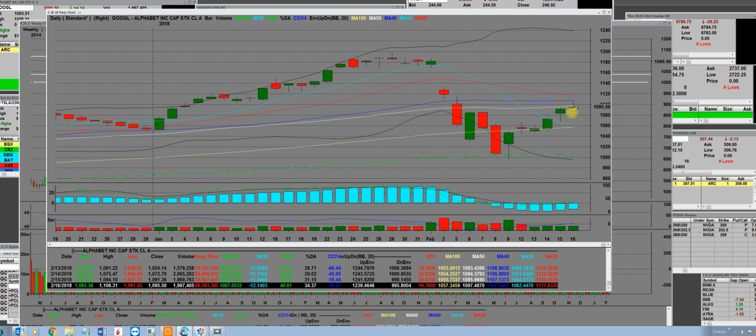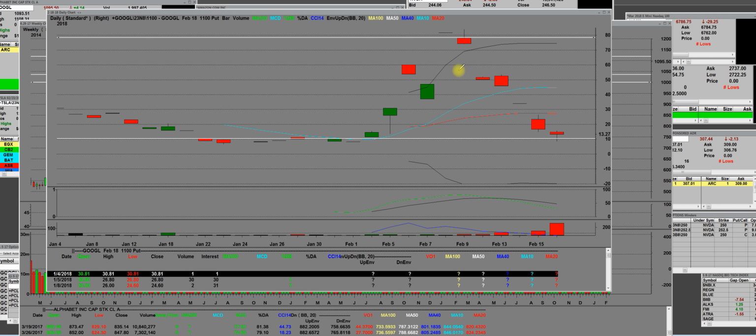So the 50-day moving average is going to be resistance. If we come up and we test that 20-day simple moving average, the red line, we're going to be looking at the $1,100 puts. And I'm going to show those now on a daily chart so that you can see that the put options are deflated. Okay, everybody, this is a daily chart. It's called the $1,100 strike price on Google.